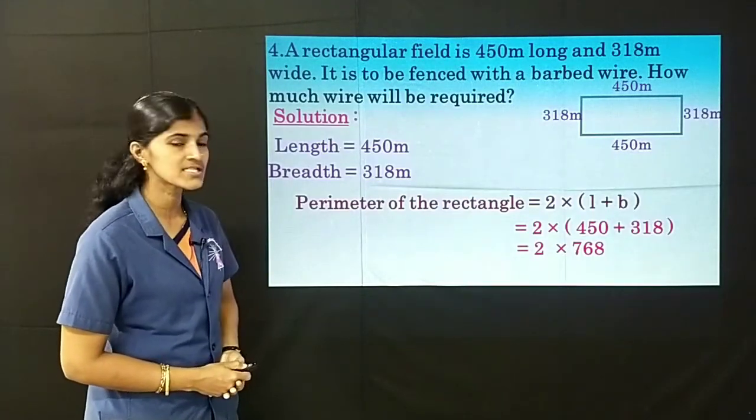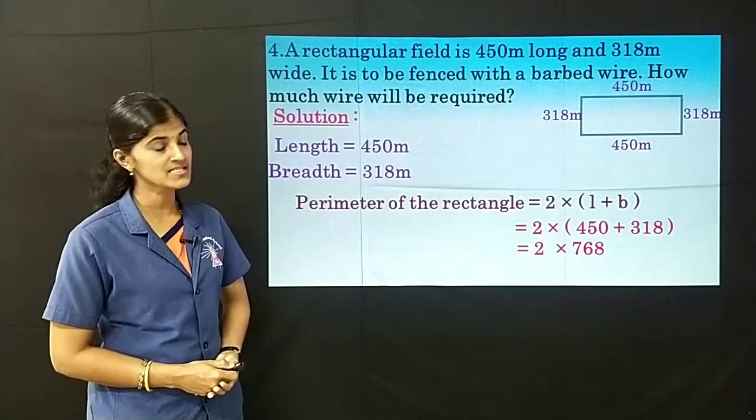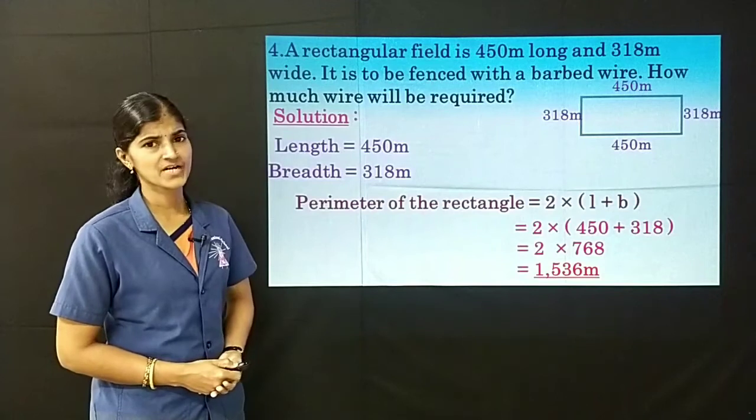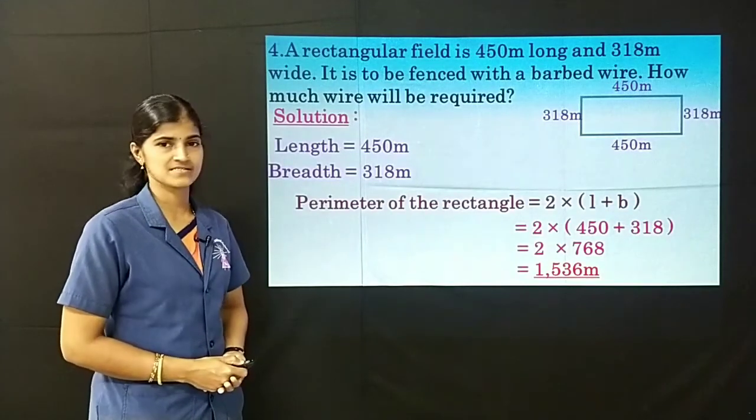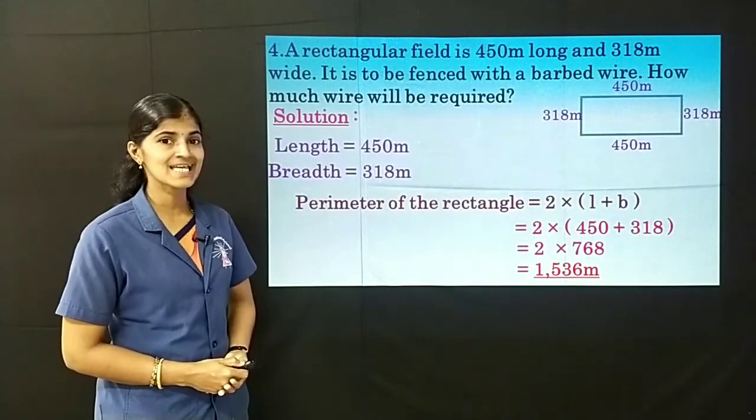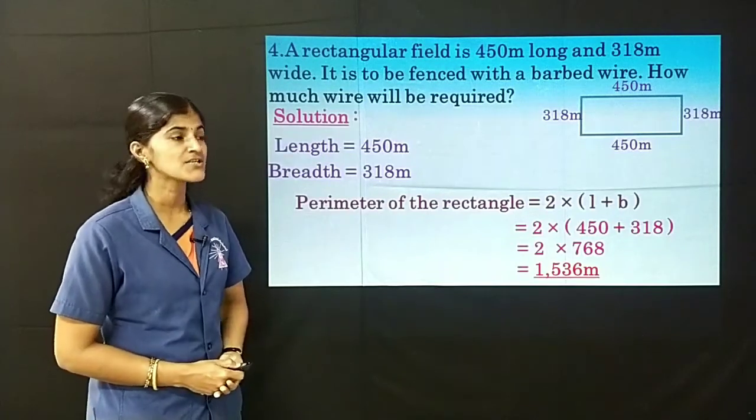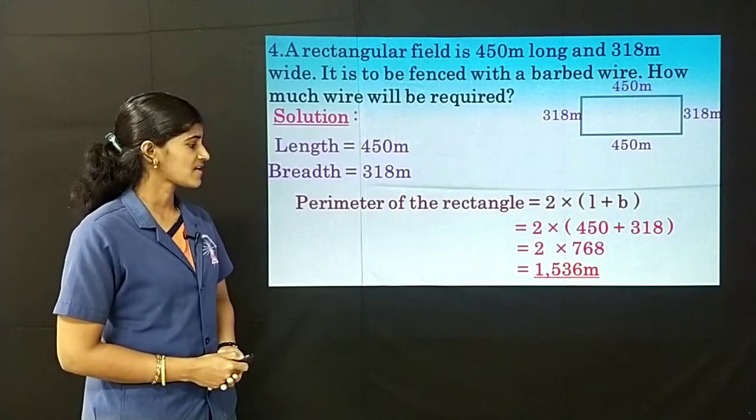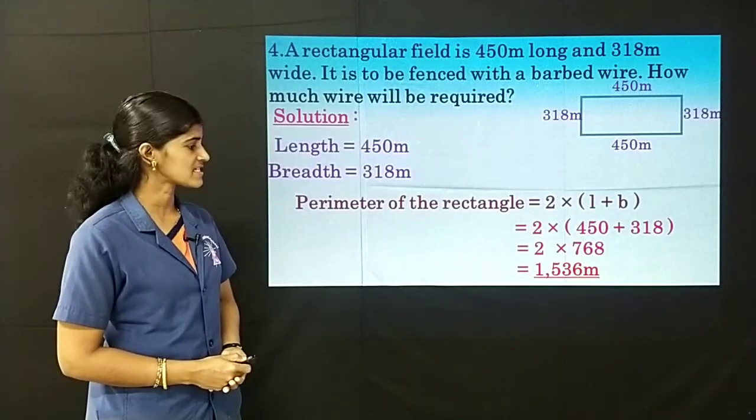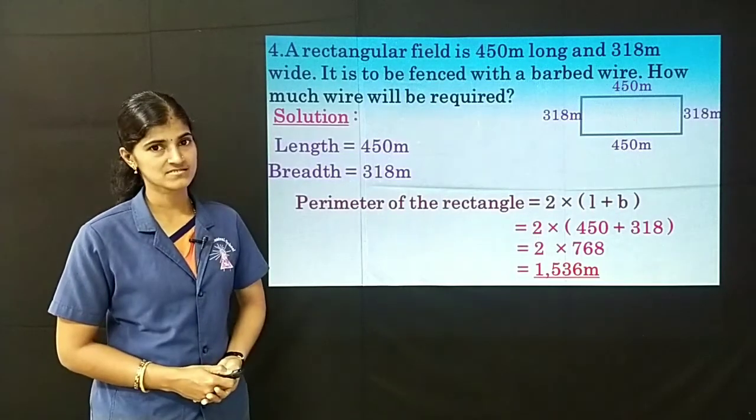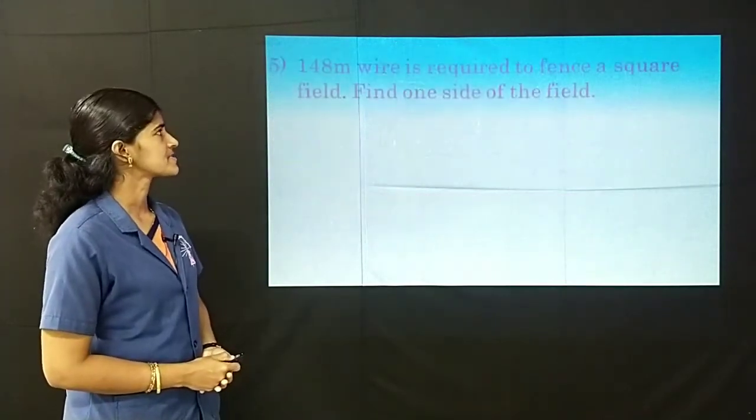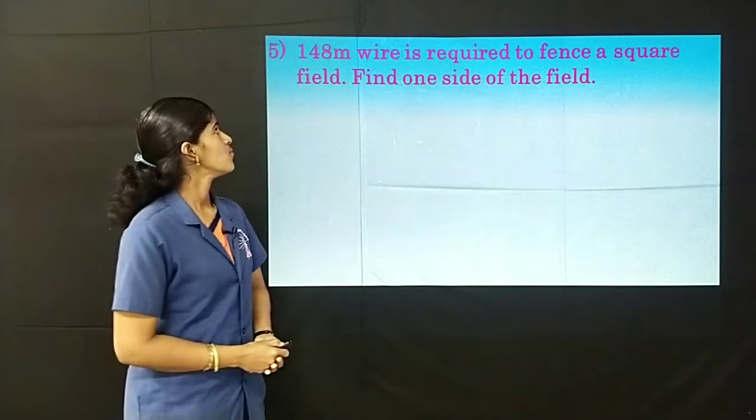Okay, then 2 into 768, the value will be 1536 meter. Okay, so the length and breadth are given in meter, so you have to maintain the same unit. Meter itself. The perimeter is 1536 meter. Okay, then the next problem.